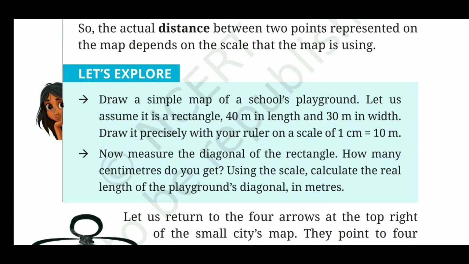Let's explore. Draw a simple map of a school playground. Let us assume it is a rectangle 40 meters in length and 30 meters in width. Draw it precisely with your ruler on a scale of 1 centimeter is equal to 10 meters. Now, measure the diagonals of the rectangle. How many centimeters do you get? Using the scale, calculate the real length of the playground's diagonal in meters.